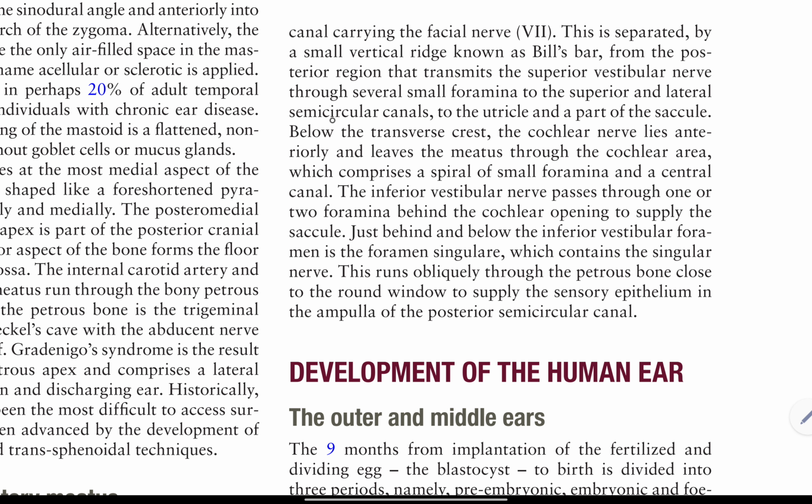Below the transverse crest, the cochlear nerve lies anteriorly and leaves the meatus through the cochlear area, which comprises a spiral of small foramina and a central canal. The inferior vestibular nerve passes through one or two foramina behind the cochlear opening to supply the saccule. Just behind and below the inferior vestibular foramen is the foramen singulare, which contains the singular nerve. This runs obliquely through the petrous bone close to the round window to supply the sensory epithelium in the ampulla of the posterior semicircular canal.